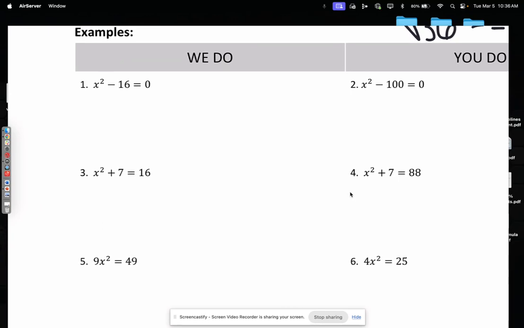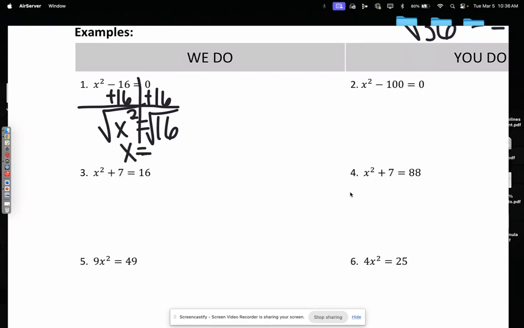So our rules for solving equations will come into play. If I need to get this x squared by itself, I need to add my 16 to the other side. So now I have x squared equals 16. To undo a square, again, we're going to take the square root. The square root of x squared is just x, and the square root of 16 is 4.